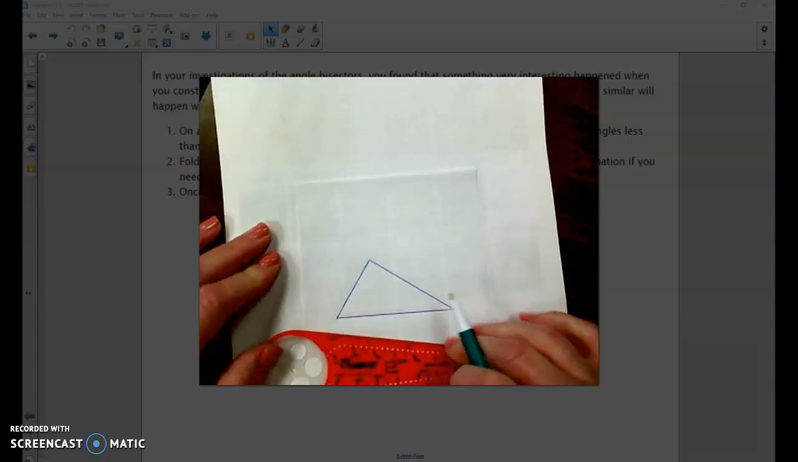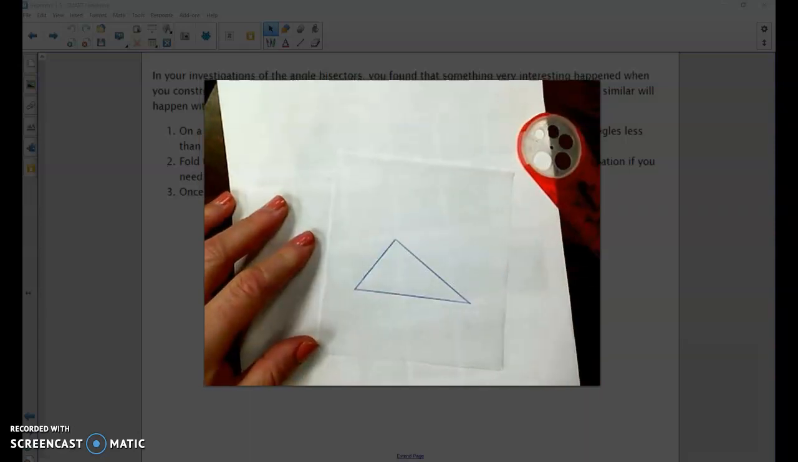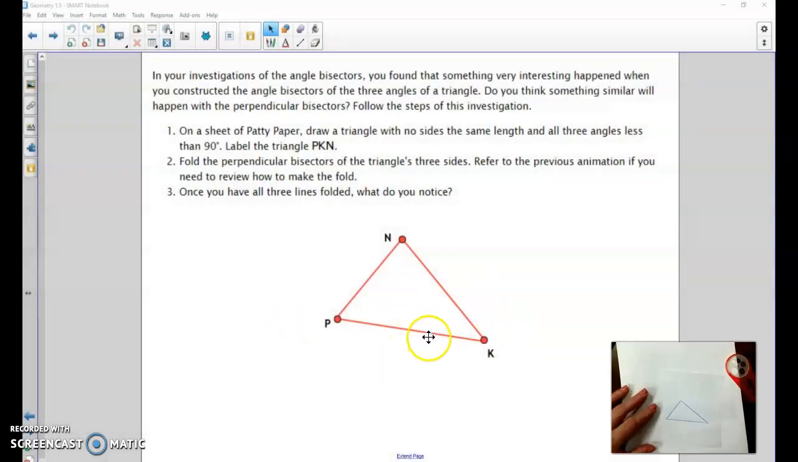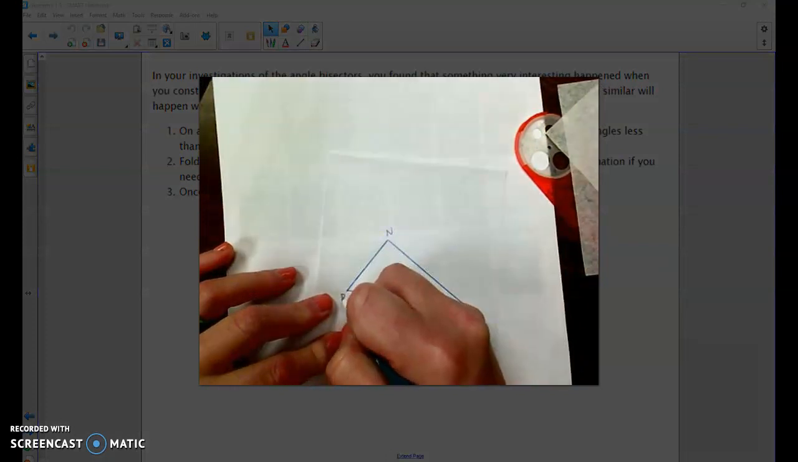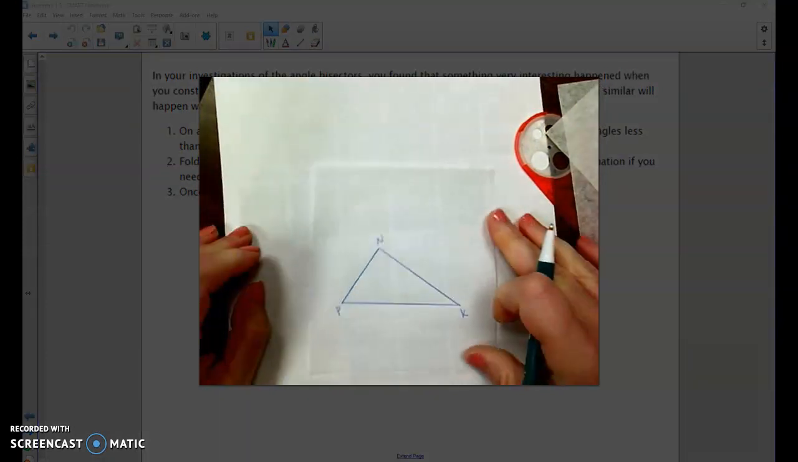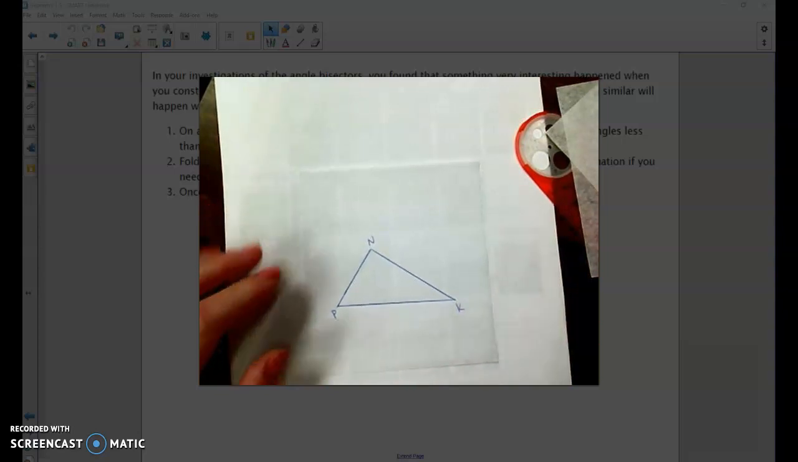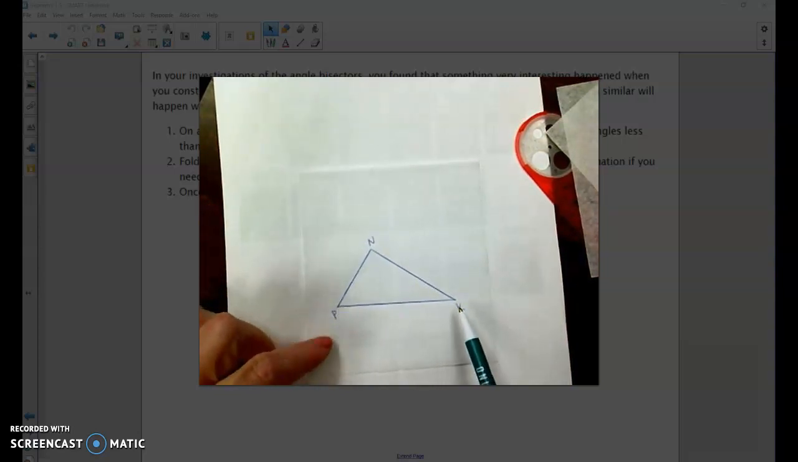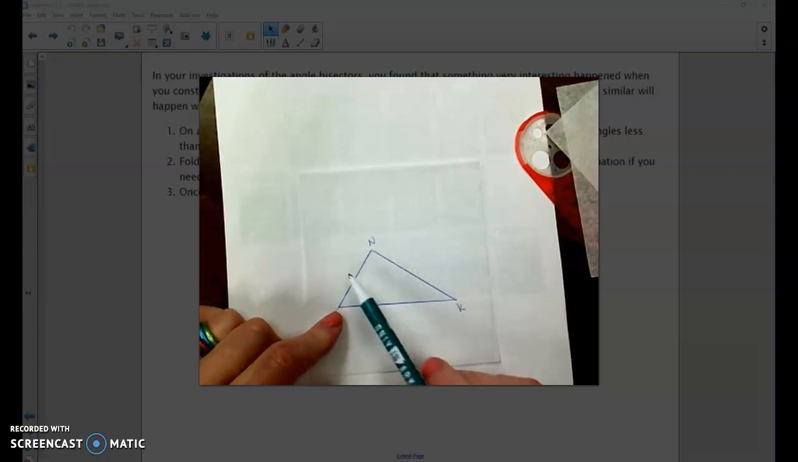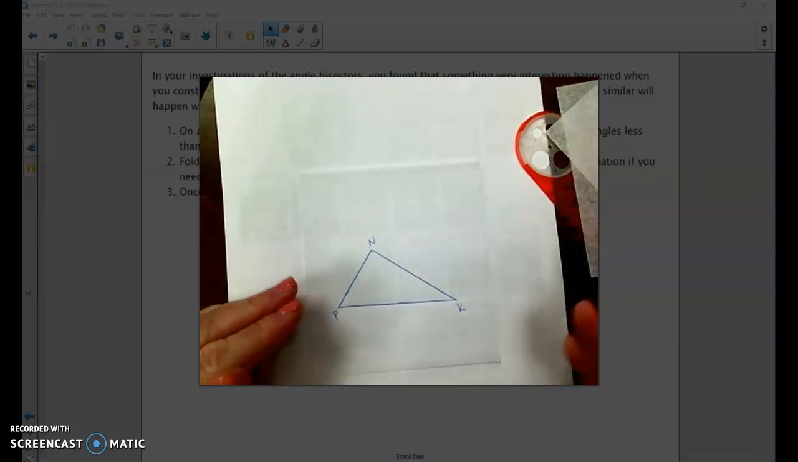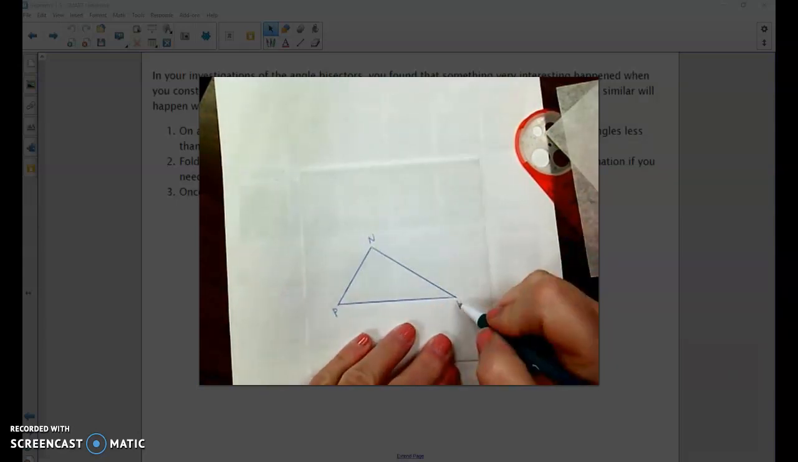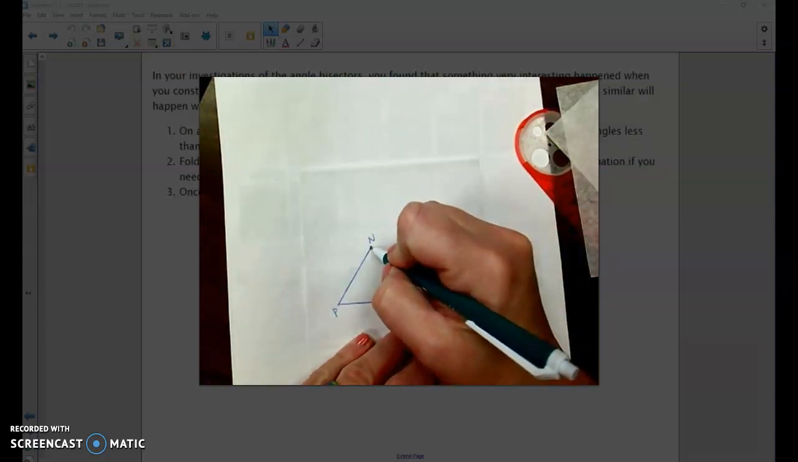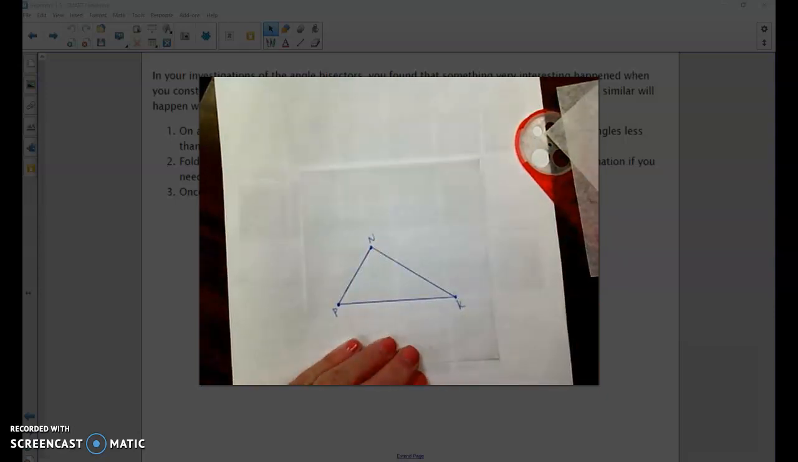And I'm going to label this triangle the same way that is done here, which is using points P, N, and K. So I'm going to make this N, P, K. Again, make sure you use capital letters. So what we're going to do is we're going to fold the perpendicular bisector of all 3 sides. So that fold that we did point to point, we're going to do that 3 times. So I'm going to begin by putting points here that'll be a little bit easier to see through the patty paper for P, N, and K.